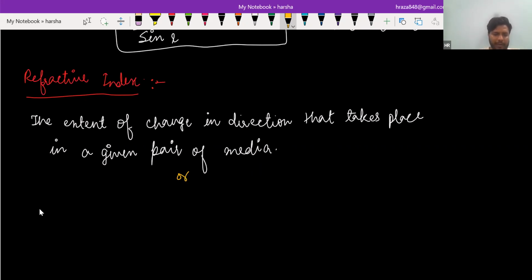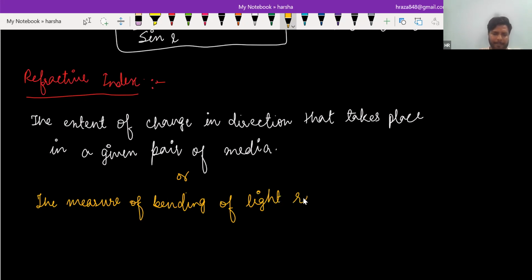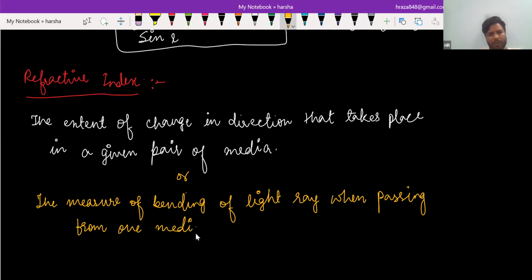Or we can also define it like the measure of bending of light ray when passing from one medium to another. So please write it, and then we will have another definition from which we will get a mathematical equation or formula.